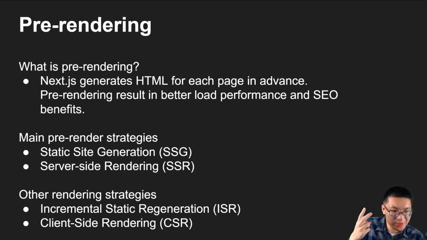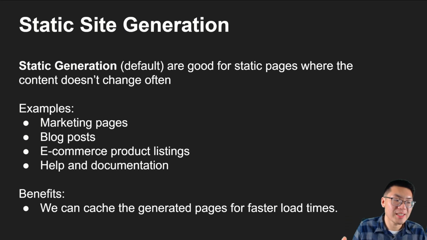So there are two main strategies for pre-rendering. We have static site generation, and then there's server-side rendering. There are other rendering strategies that we'll also dive into, like incremental static regeneration and client-side rendering. The first thing, what is static site generation? Static site generation, that's the default option, is for creating a static page where the content doesn't really change often. So to be clear, static site generation is not only meant for static routes, it can also be used for dynamic routes, the dynamic routing that we created earlier. We'll see more about this later.